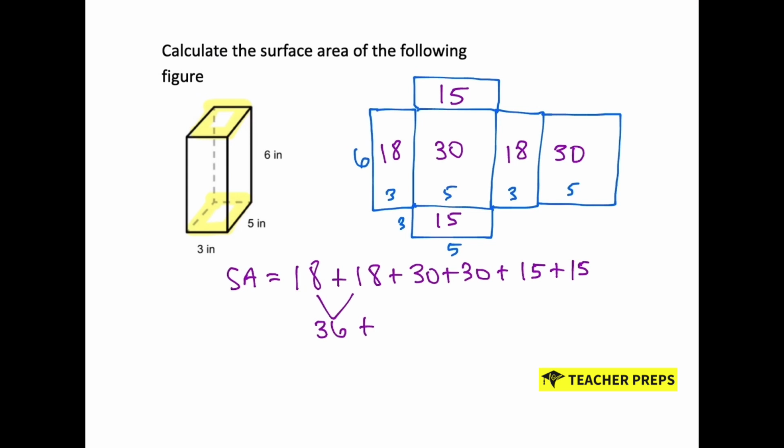18 plus 18 is 36. 30 and 30 is 60. And 15 plus 15 is 30. Now add those numbers up. When we add all of our areas together, we get 126 inches squared as our surface area.